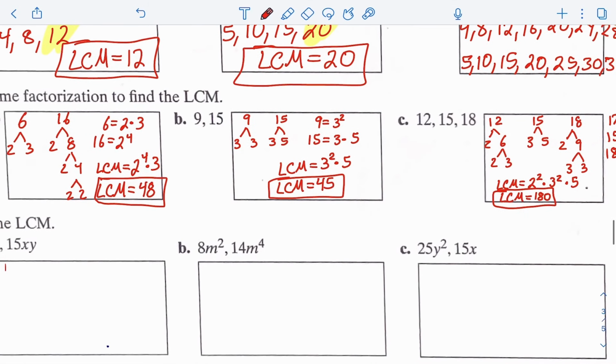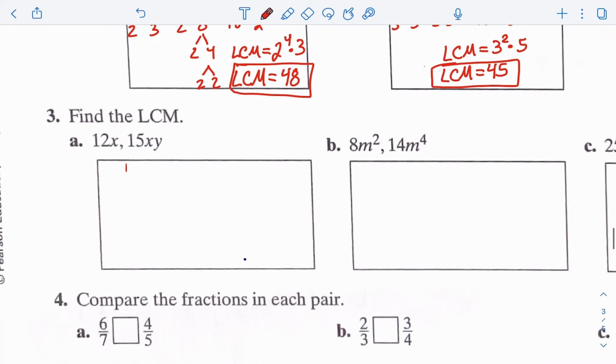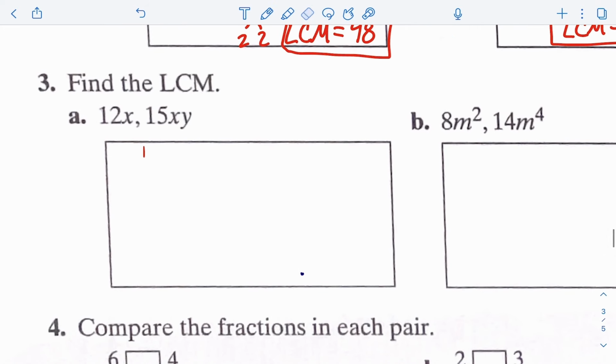All right, last round of quick checks is going to be ones with variables. So again, you set that up the same way. You just have your variable in your prime factor list and bring it down. So 12 breaks apart to be 2 and 6. 6 is 2 and 3. 15 is 3 and 5.